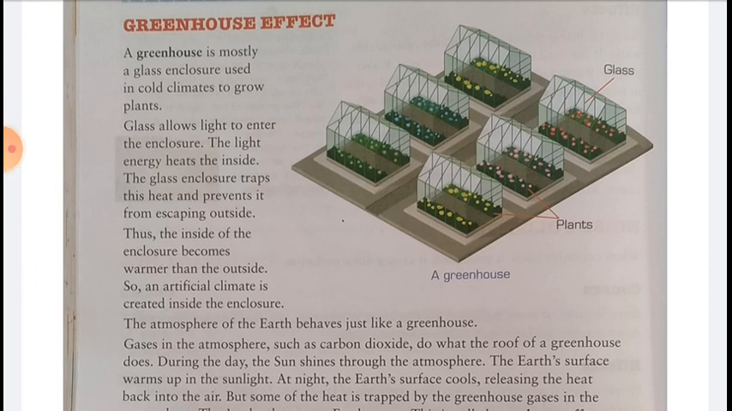So, what is a greenhouse? First of all, you should know that a greenhouse is mostly a glass enclosure used in cold climates to grow plants. Glass allows light to enter the enclosure and the light energy heats the inside. The glass enclosure traps this heat and prevents it from escaping outside. So, the inside of the enclosure becomes warmer than the outside. So, an artificial climate is created inside the enclosure.